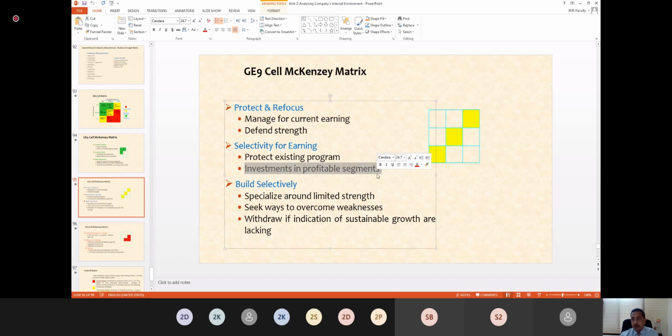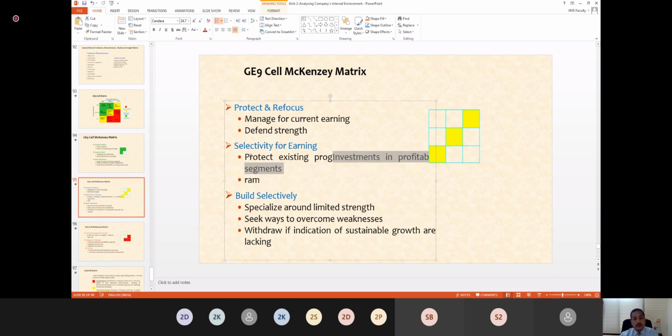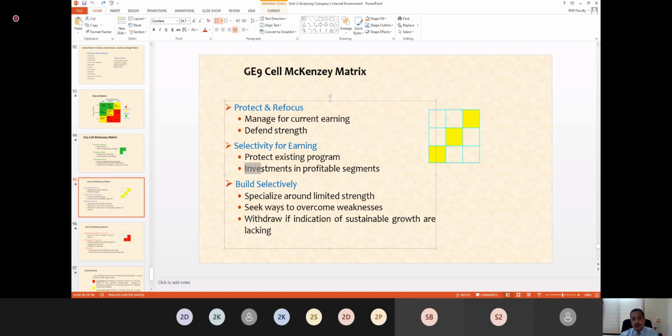Also, we may have moderate business trends which can be further enhanced, so it is worth giving some investments. Therefore, we have to protect the existing program as well as invest in the profitable segments. We have to identify in that particular zone what different profitable opportunities can be explored. So selectively we can manage this segment for earnings.